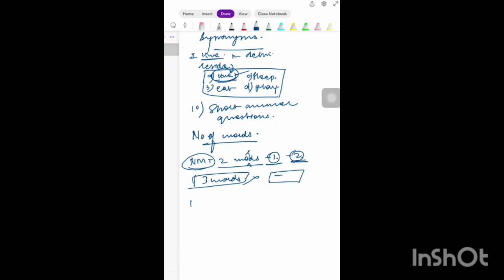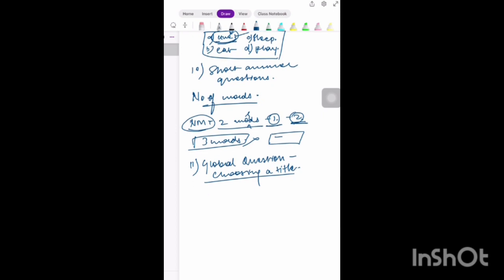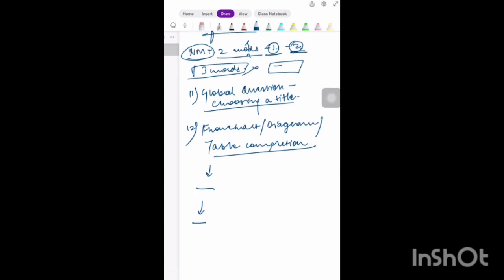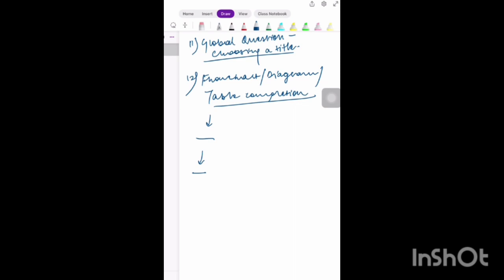Then global question. A global question is basically choosing a title. Here you need to find the main idea of the passage, and the passage that tests this question might not be presented with a title. And then there is finally flow chart, diagram and table completion. We need to complete the gaps in the table, diagram or flow chart with the correct word from the passage.